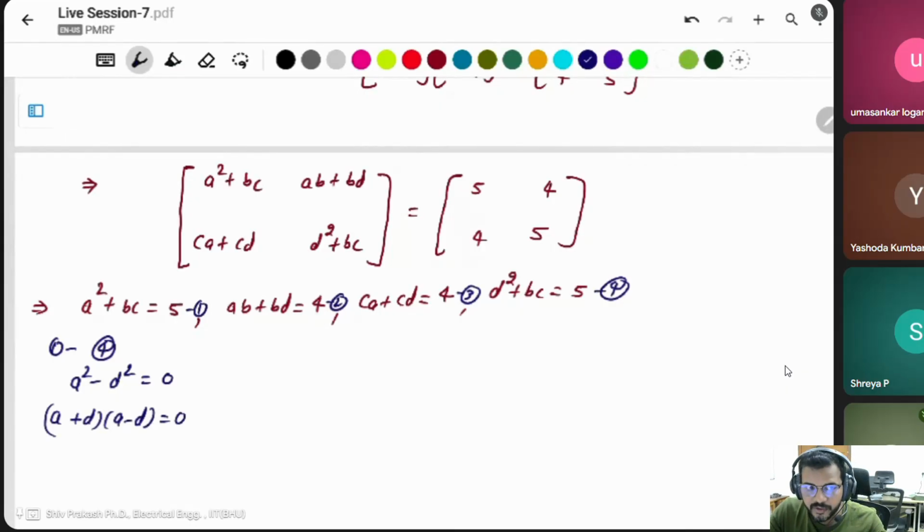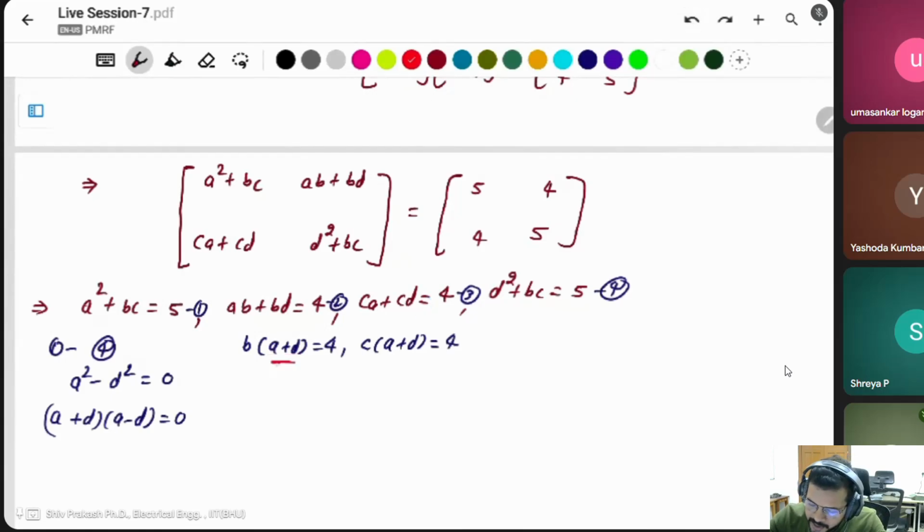Which one will be 0? We don't know. A plus d is equal to 0 or a minus d is equal to 0. We can't say. Then can we take b common here? A plus d is equal to 4. We can take c common here. A plus d is equal to 4. Same thing you can see here, a plus d.